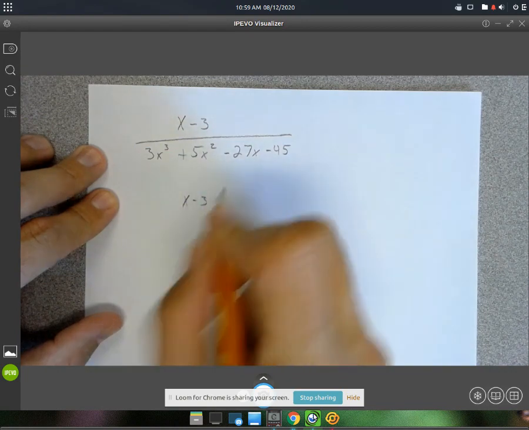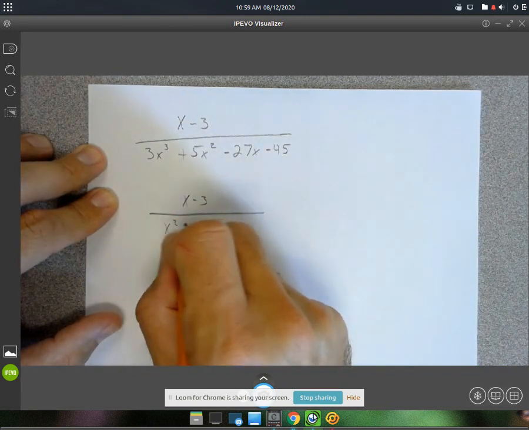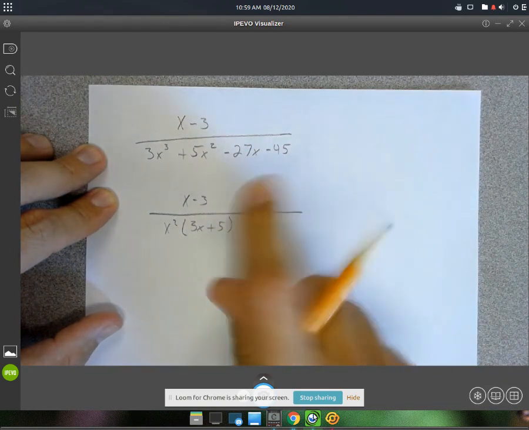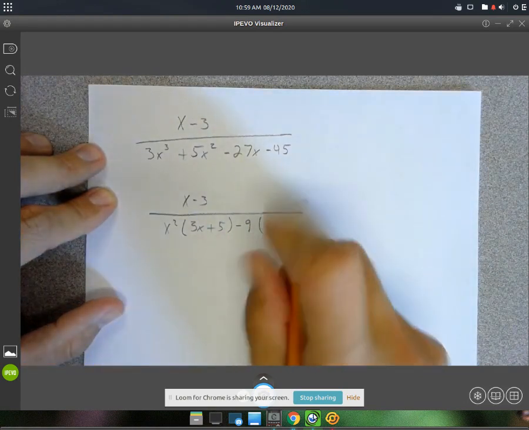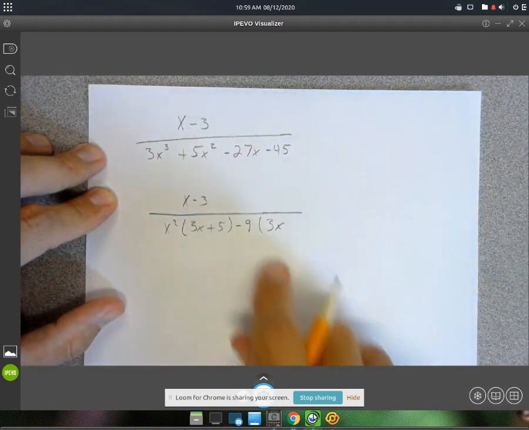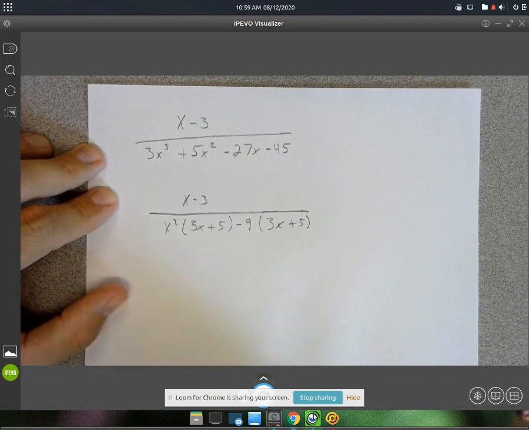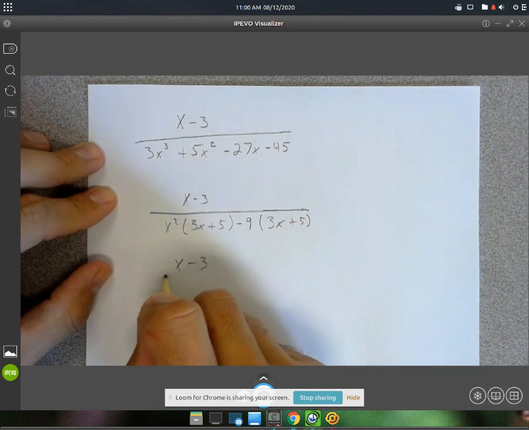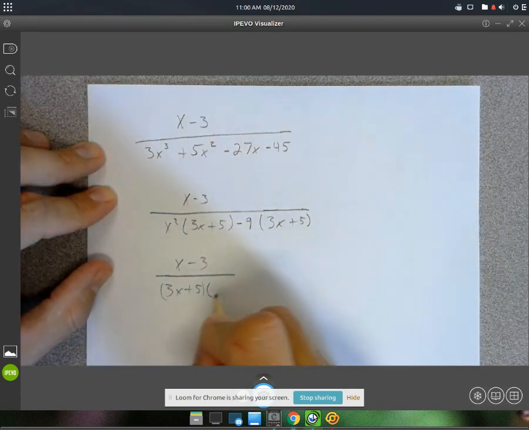So we'll have x minus 3 on top still. And then we're going to factor an x squared out of the first two terms. That'll be a 3x plus 5. And on the next two terms, we'll factor out a negative 9. That'll make this a 3x. And 9 times 5 will give us our 45. All right, now both terms have a 3x plus 5, so we'll factor out a 3x plus 5. That's going to give us an x squared minus 9.